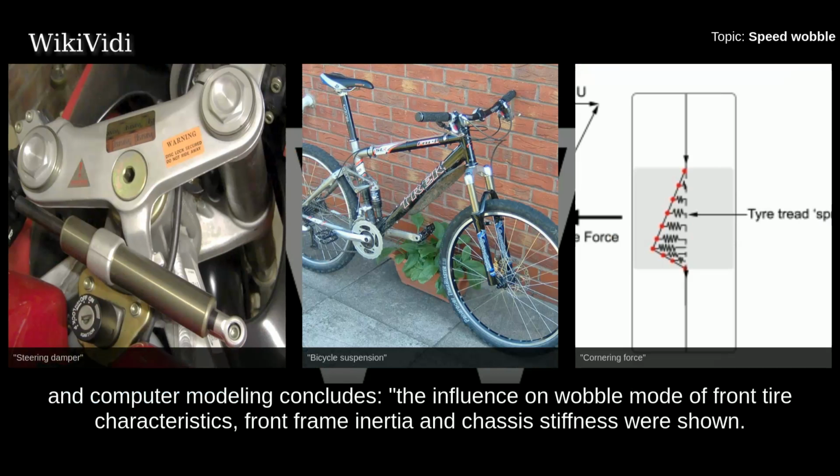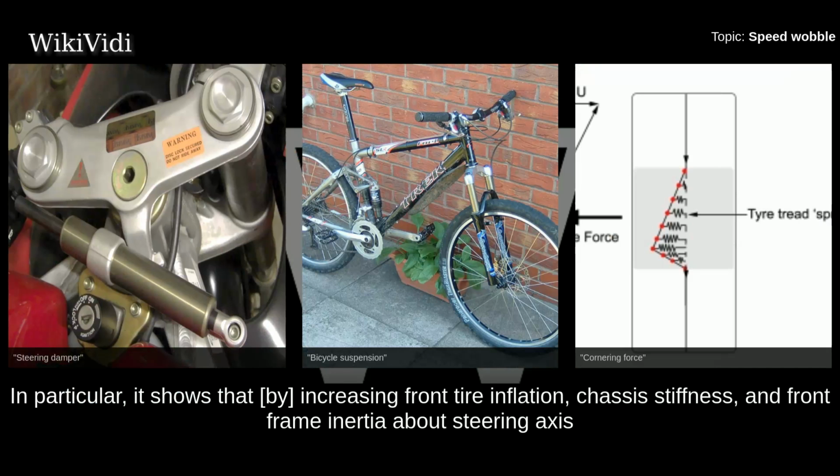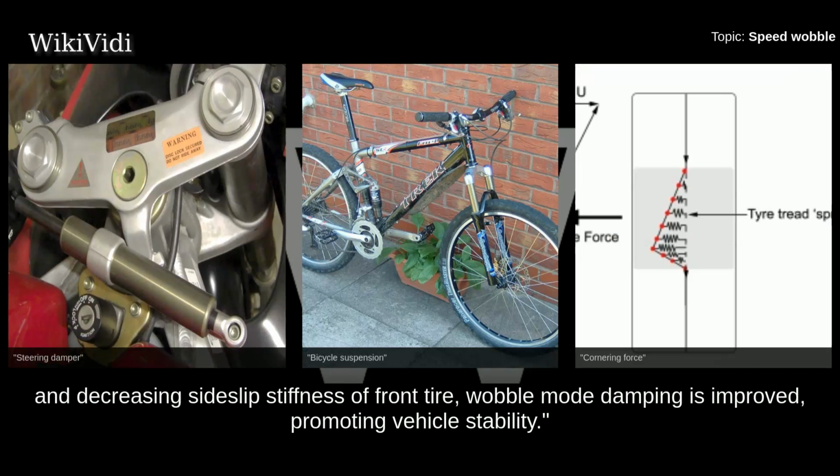An academic paper that investigated wobble through physical experimentation and computer modeling concludes the influence on wobble mode of front tire characteristics, front frame inertia and chassis stiffness were shown. In particular, it shows that, by increasing front tire inflation, chassis stiffness, and front frame inertia about steering axis, and decreasing side slip stiffness of front tire, wobble mode damping is improved, promoting vehicle stability.